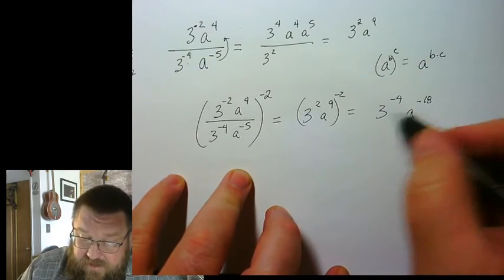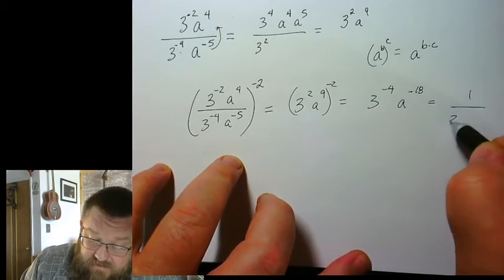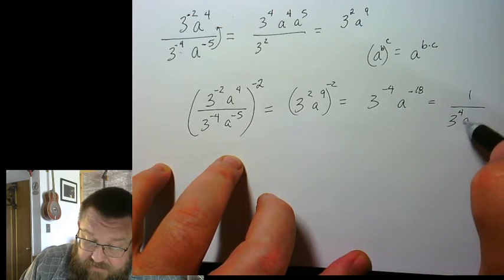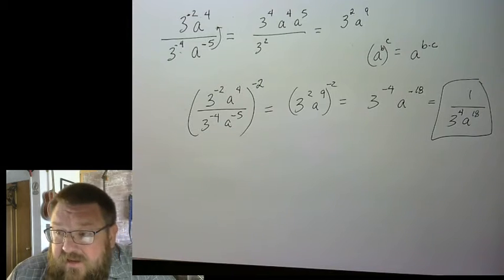Now, those are both negative exponents, so they have to get changed. You don't leave a negative exponent unless you're dealing with scientific notation. So that would be your final answer right there.